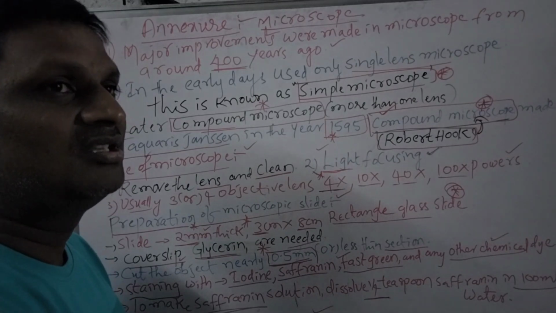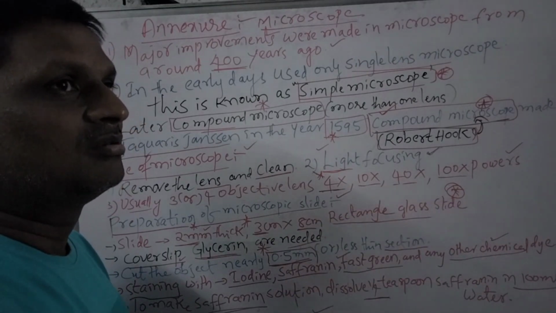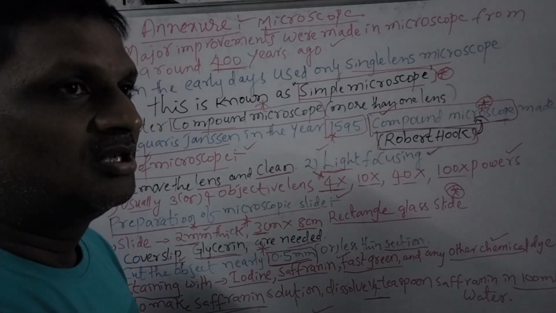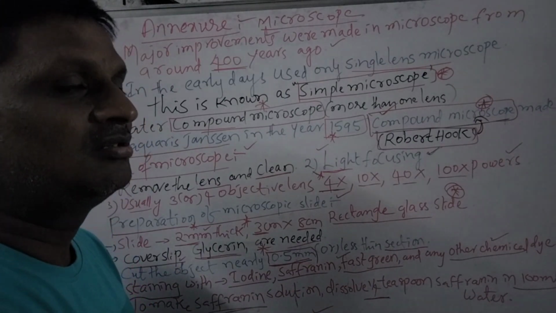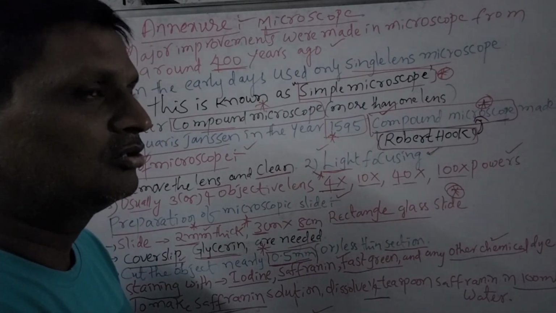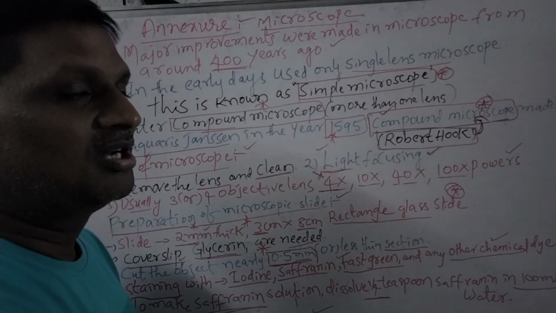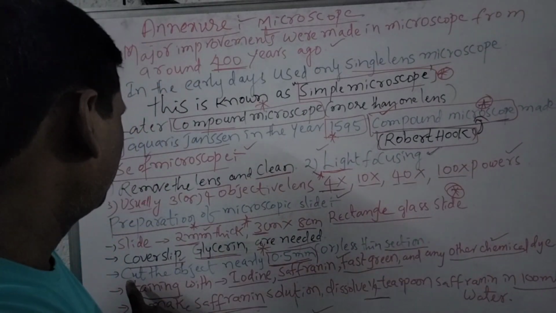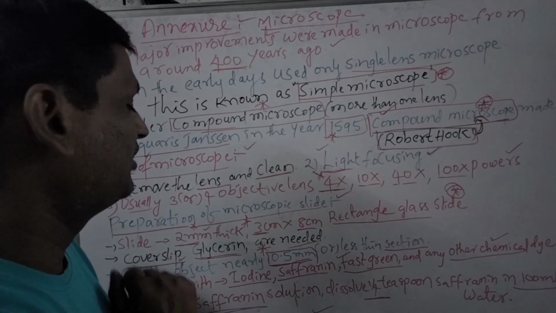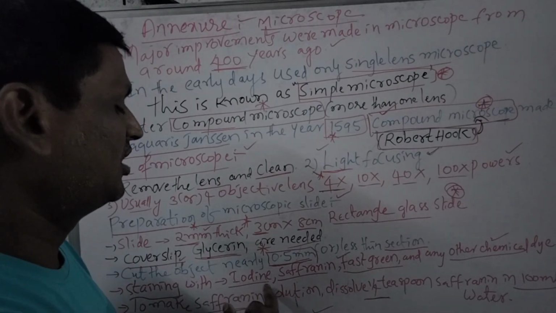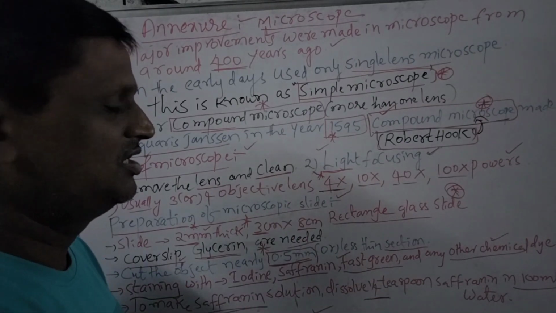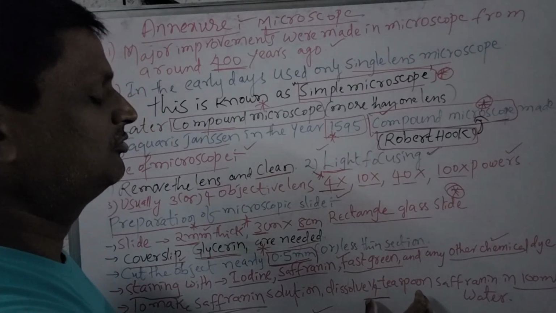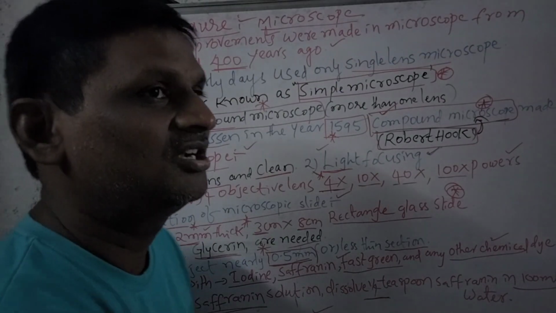The cover slip protects the material on the slide from sticking to the microscope. Since the cover slip is between the material on the slide and the microscope, it protects the permanently prepared slide from sticking. So next one, staining is also very important. Staining should be done with iodine, saffron or fast green or any other chemicals. And to prepare the saffron, compulsorily 1/4 teaspoon of saffron should be dissolved in 100 ml water.